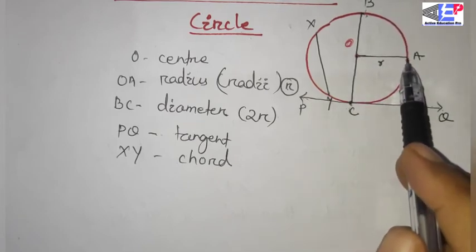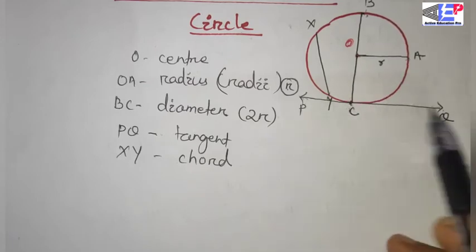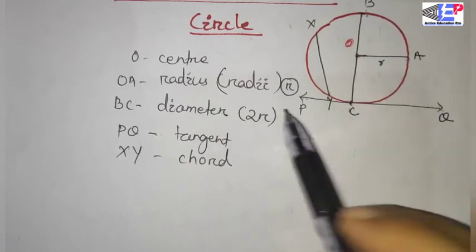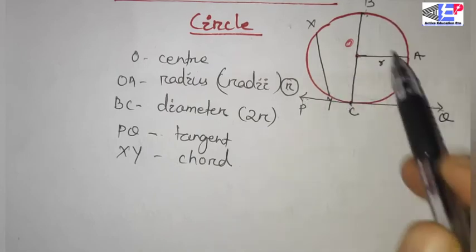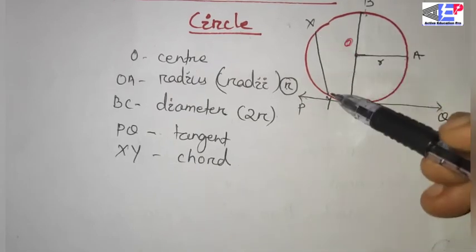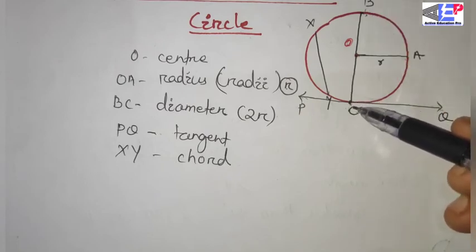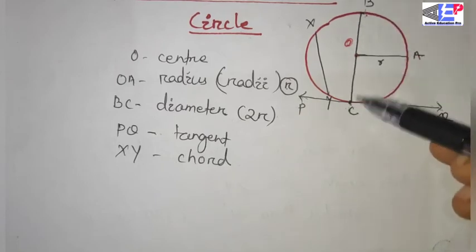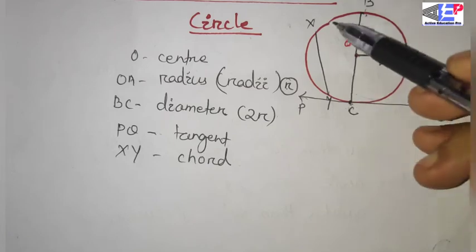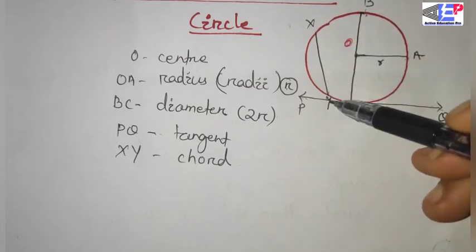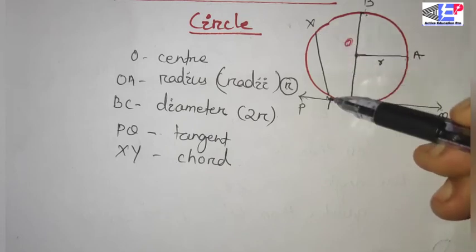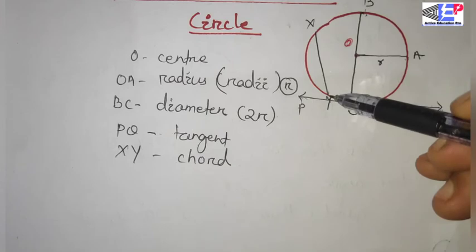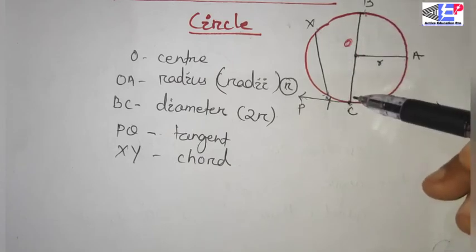The point lies on its circumference. Here PQ is not a chord because P and Q are exterior points of this circle. But here XY and BC are chords because B, C both lie on the circumference, and X, Y lie on the circumference. So the line segment joining any 2 points of the circle lying on its circumference is a chord. So XY and BC are all chords.